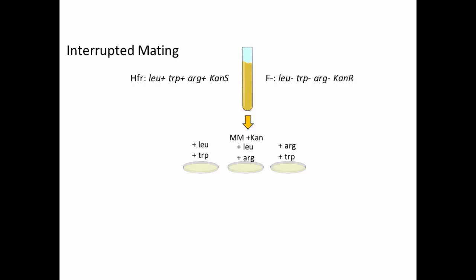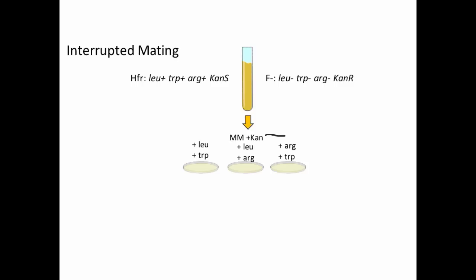Now, when we take our time samples and plate them out, we're going to plate them out on different media conditions. All of the conditions are going to be minimal media plus kanamycin. But then we're going to have different conditions where we are able to select for whether the F- cell has received the prototrophic marker from the HFR. So in the first plate, we are adding leucine and tryptophan to the media.